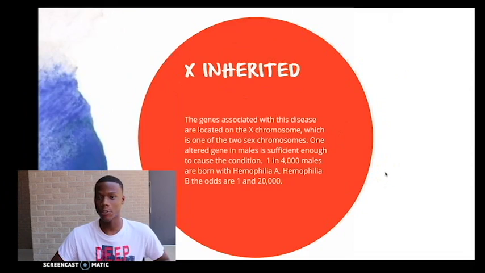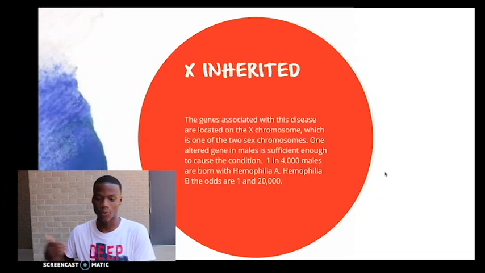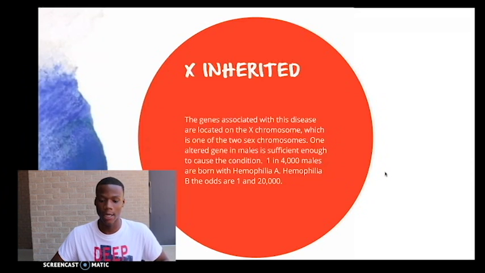The genes associated with this disease are located on the X chromosome, which is one of the two sex chromosomes. Guys have XY and girls have XX. One altered gene in males is sufficient to give them this condition. About 1 in 4,000 males are born with hemophilia A, and for hemophilia B, it's 1 in 20,000.